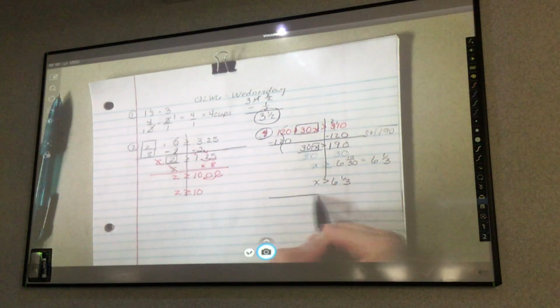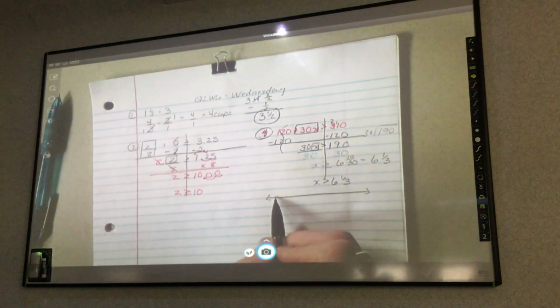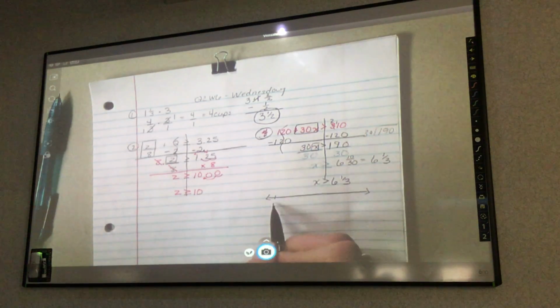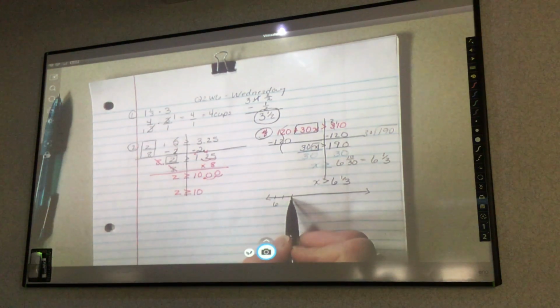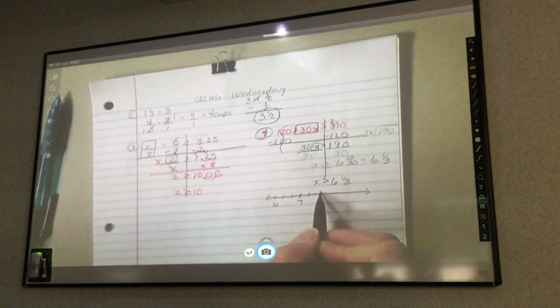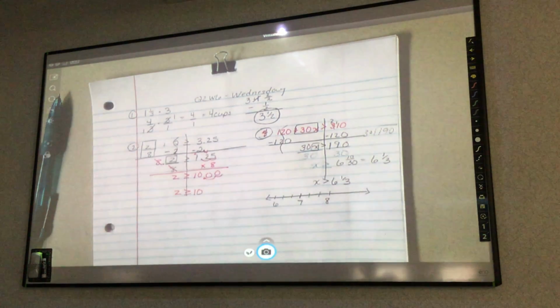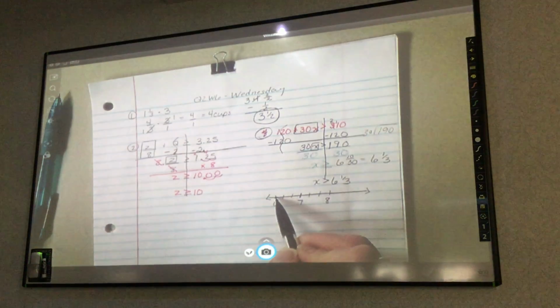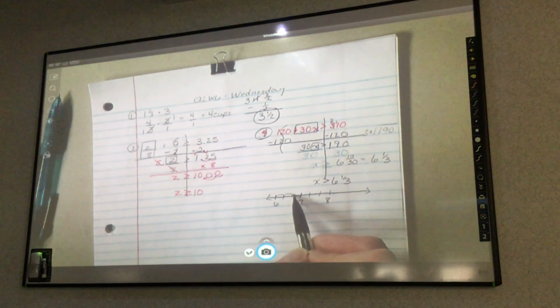So here is a number line. In order to make this a good number line, I'm going to make this a 6. This would be 6 and 1/3, 6 and 2/3, 6 and 3/3, which would be 7. 7 and 1/3, 7 and 2/3, 7 and 3/3, which would be 8. Make sure that you have your spaces between your whole numbers split into thirds.